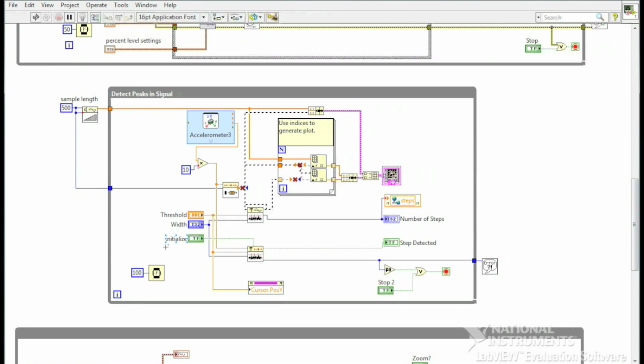Here we detect the peaks in the signal. Using the accelerometer value, also the z-axis, we multiply by 10. The reason is because if we don't do it, the signal value will be too small to be seen on the graph. So we multiply by 10, it comes into this queue, and this is the threshold detection. From there, we can determine the threshold and the width, and this will help determine the number of steps over here. Using the for loop, we use the indices to plot the graph, and we output it into the waveform chart.